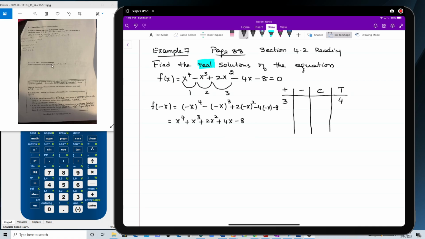This is example 7 from section 4.2. I'm doing it also as per the request. In order to find the zeros of a given function, the polynomial given to me is x to the fourth minus x cubed plus 2x squared minus 4x minus 8 equal to 0.